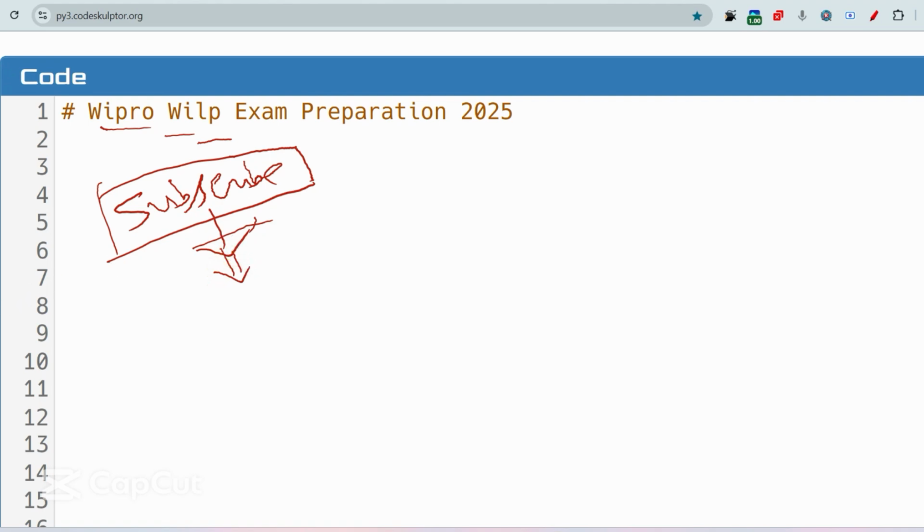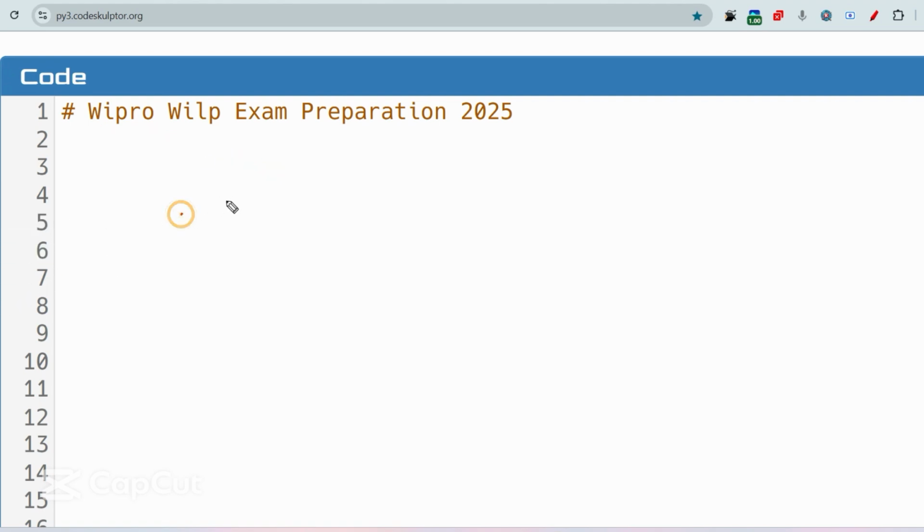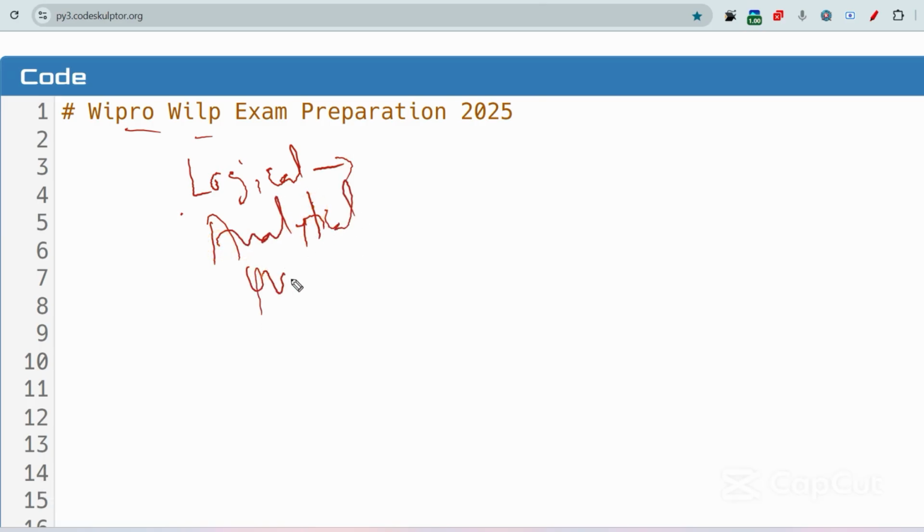Okay, so let me discuss all of these one by one. What is the cutoff and what is the pattern for Wipro WILP? At first you have to know that logical reasoning questions will be there, analytical reasoning, and there will be quants questions, and there will be some English aptitude questions.